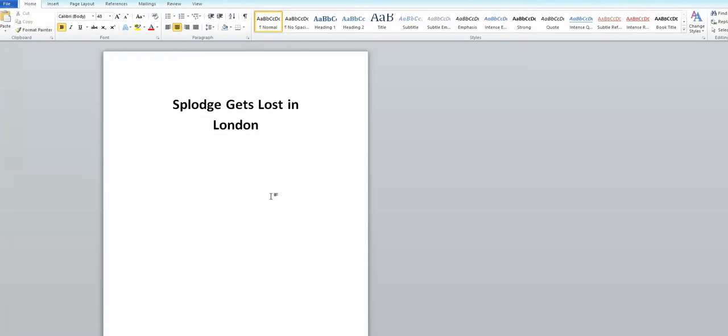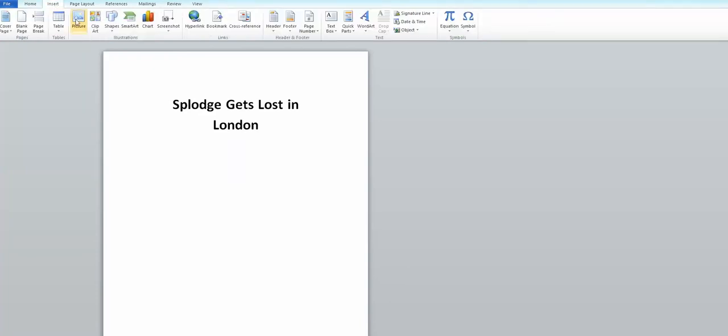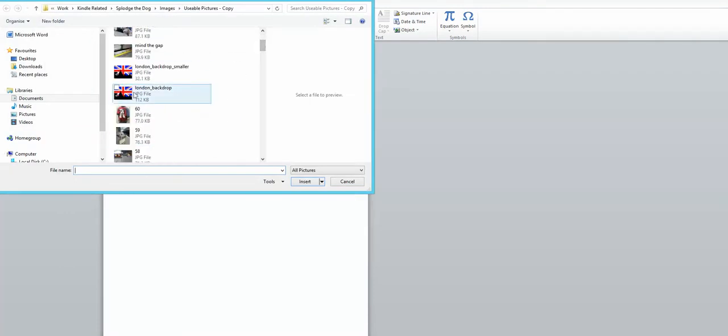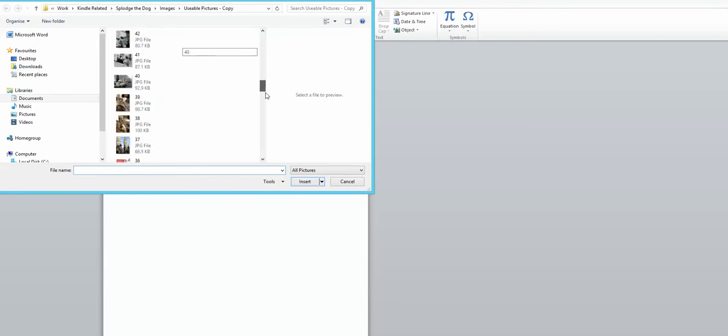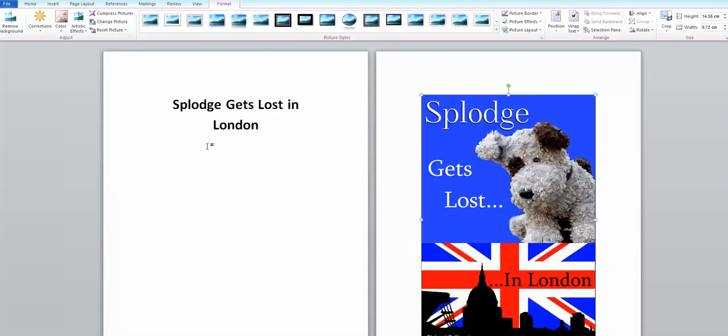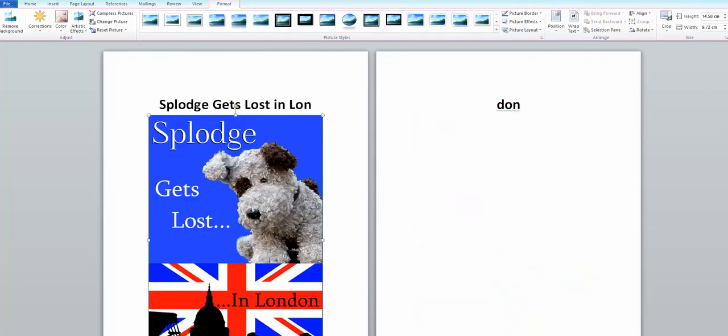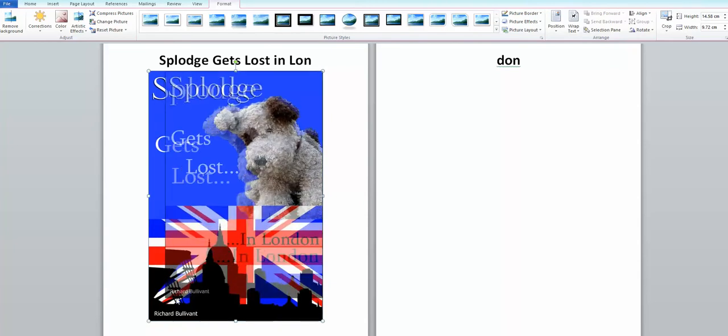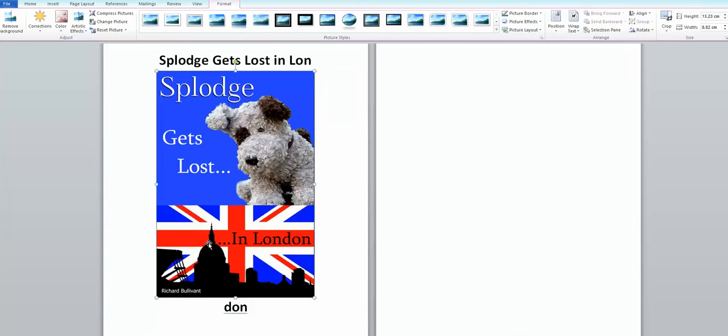And then using the Pixlr software, something similar, I put the two together, and I've come up with something that is going to be pretty close to the final picture. Here we are. Splodge gets lost in London. I'm not even sure that's the final name, whether he's going to be called Splodge, but I think he might be. He gets lost in London.